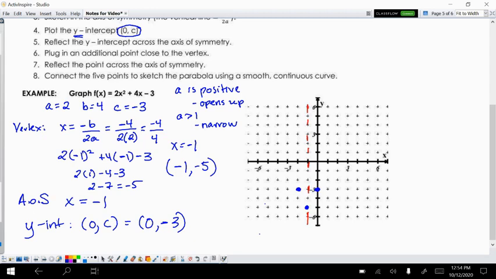So now I need one more point. So let's plug in, I don't know, a value of x equals 1. Let's see what happens when x equals 1.